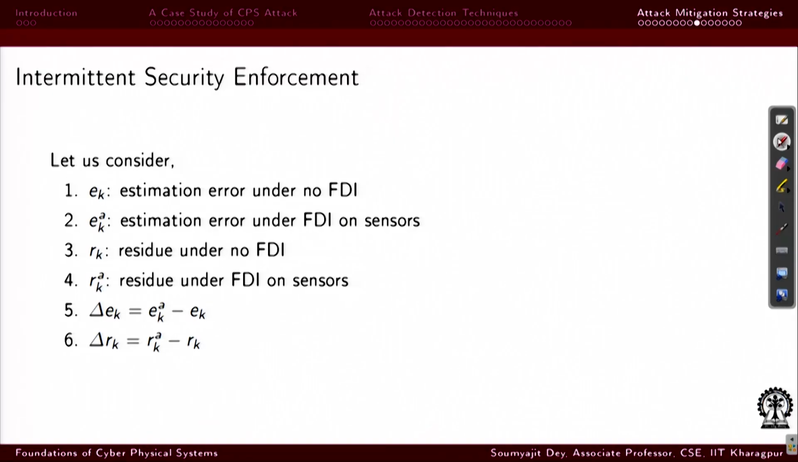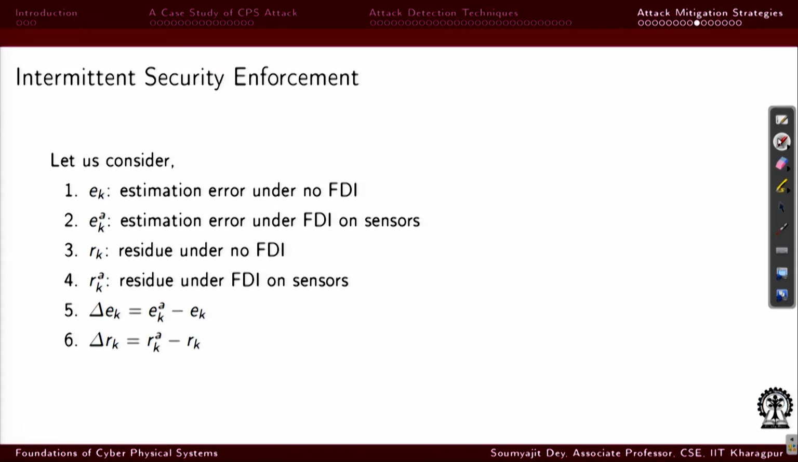I believe what we were discussing was how sparingly we can use the security primitive inside the CPS, so that we do not have to use it always, leading to a bandwidth issue, but at the same time it is not fully insecure, just enough secure, so that even under stealthy attacks the system does not become unstable. So, let us continue from where we left off.